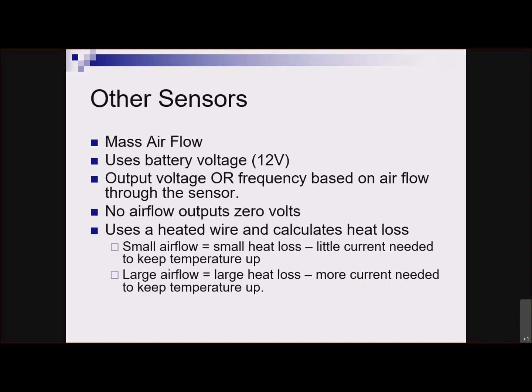If we are in cruise mode, we might add a lot less fuel for better fuel economy. If the engine's cold, it's going to add more fuel. But the number one input, the main piece of information the computer needs to determine fuel flow, is how much air is coming in through that sensor and therefore through the throttle body.